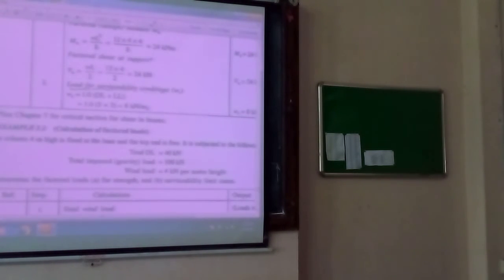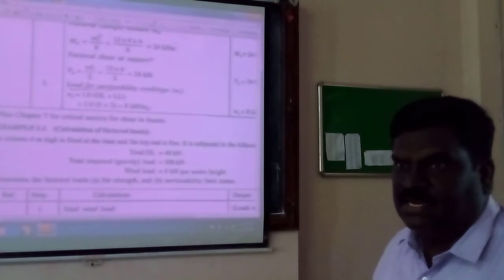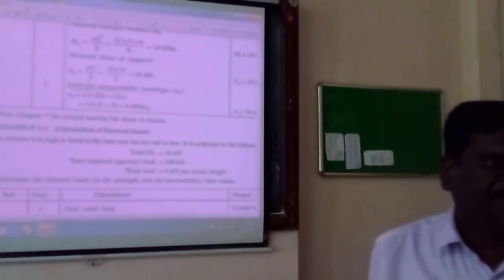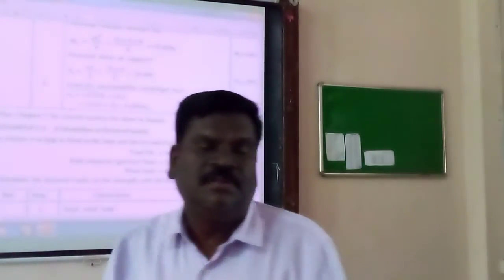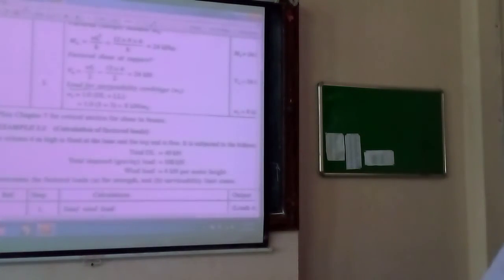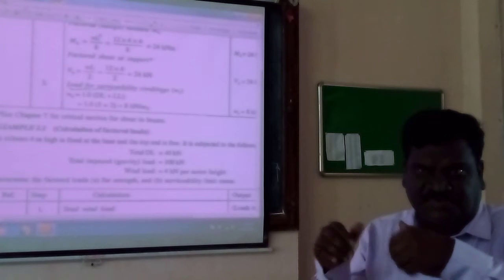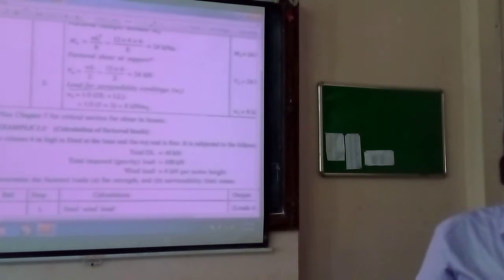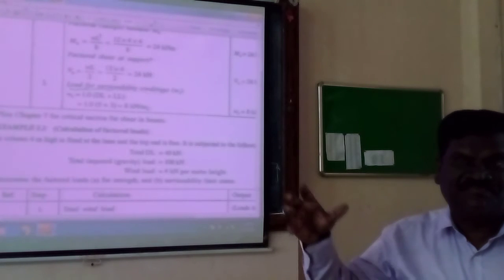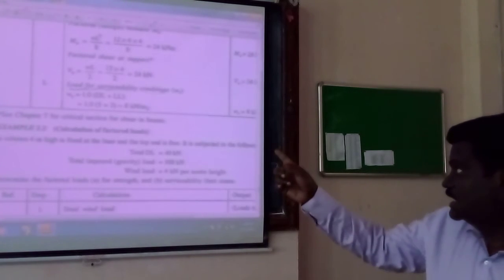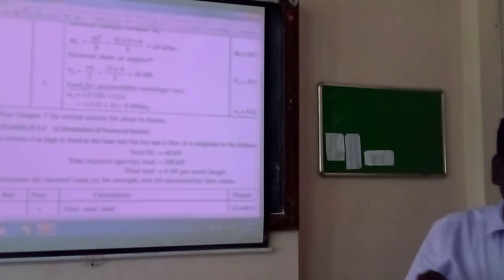Okay. So load for serviceability conditions. Next slide. Load for serviceability condition. If you want to do a serviceability check in your computation, listen here. When we do the design procedure, we take into account both the strength aspects as well as serviceability aspects in our computation. Certain serviceability conditions will be checked later, in the form of checking we will be doing.